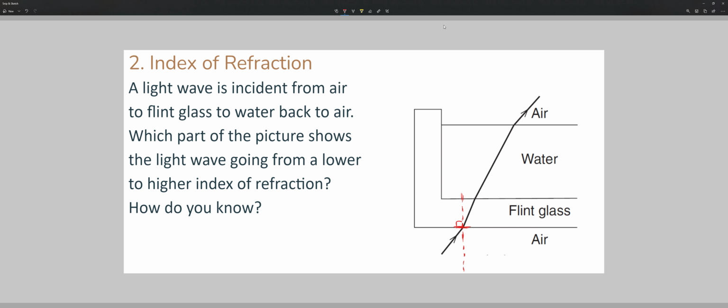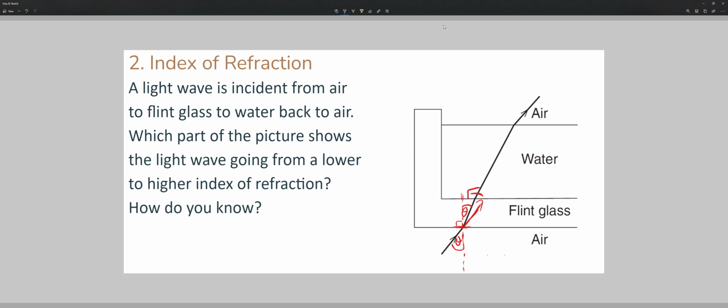right? You'll see that as light goes from air, the incident angle, into flint glass, your angle decreases and it's bending towards the normal line, right? Because if it would just go straight through, it would continue going this way, but it doesn't. It bends towards the normal line and your angle decreases here.